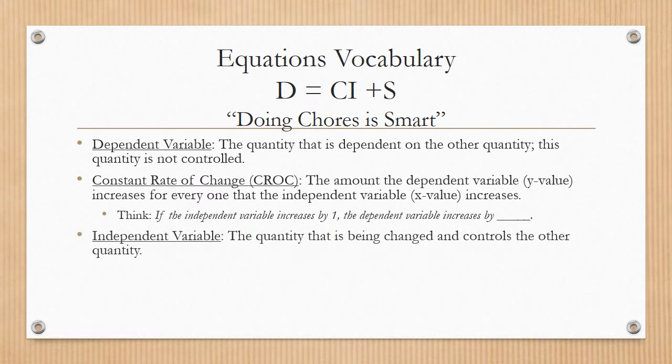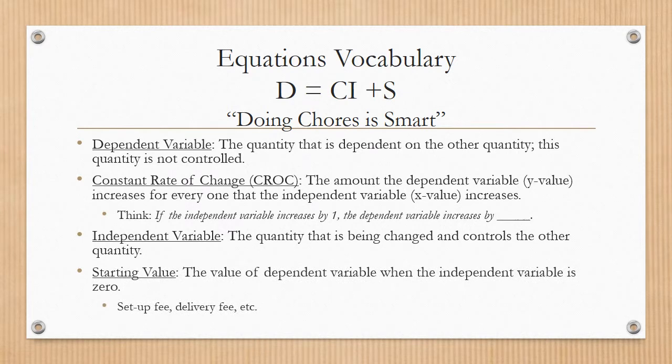The independent variable is the quantity that you are changing or manipulating. This is going to control the other quantity. So in our example, the independent variable is going to be the amount of gigabytes used. And the starting value is the value of the dependent variable when the independent variable would be 0. In our examples here, we're going to see in just a minute we have a starting value of 0, but starting values represent things like setup fees or delivery fees or anything of that nature, typically one-time charges that aren't tied to a specific number of gigabytes or data used.